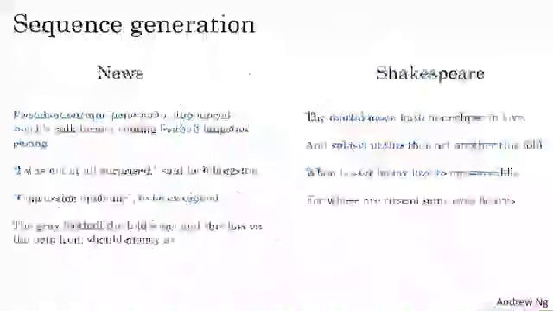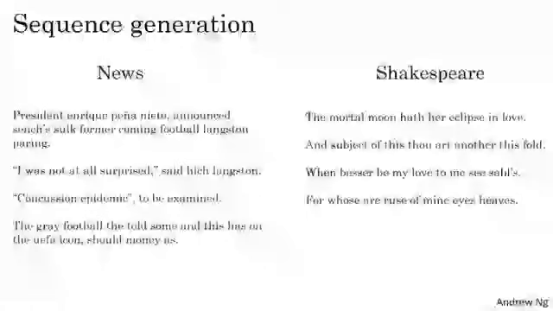So here are some fun examples of text that was sampled from a language model, actually from a character level language model. And you get to implement something like this yourself in the program exercise. If the model was trained on news articles, then it generates text like that shown on the left. And this looks vaguely like news text, not quite grammatical, but maybe sounds a little bit like things that could be appearing in the news. Concussion epidemic, to be examined.